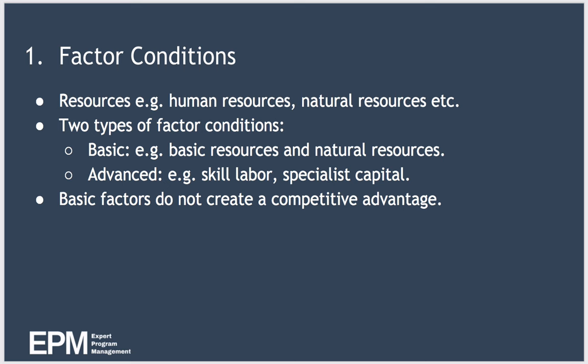So factor conditions refer to the different types of resources that may or may not be present within a nation. Now, resources include such things as human resources, capital resources, natural resources, infrastructure, that kind of thing. Now, to understand the role of factor conditions, we need to make a distinction between basic and advanced factor conditions. Basic factor conditions include things like natural resources and unskilled labour, whereas advanced factor conditions include things like skilled labour, specialist knowledge, specialist capital.